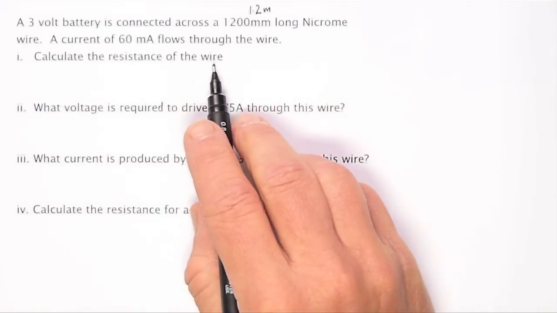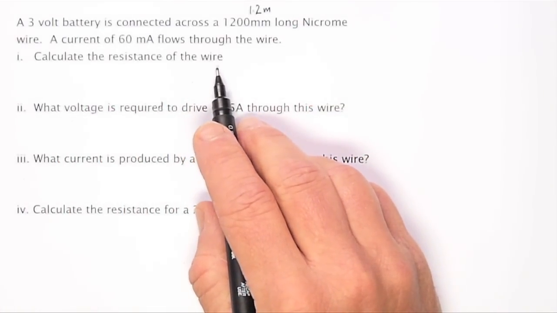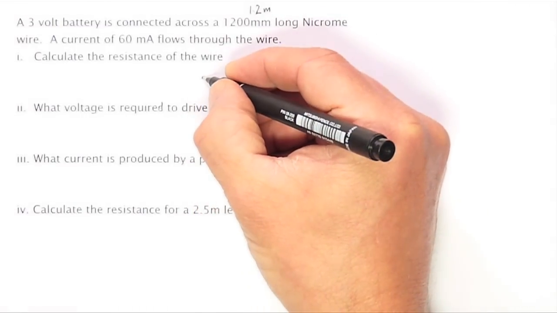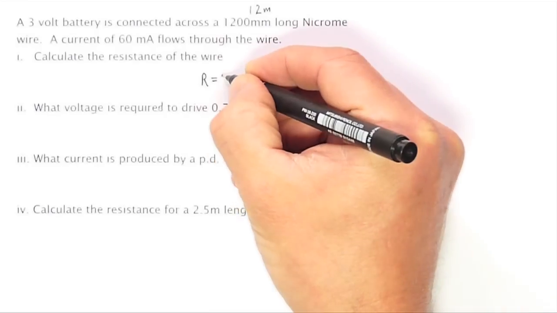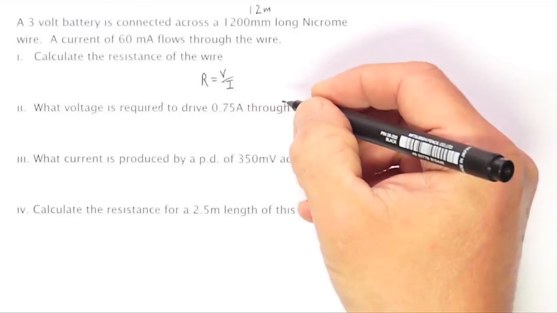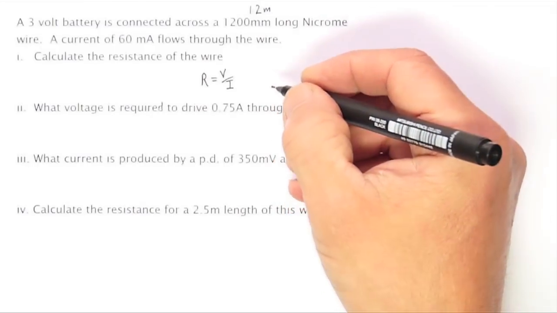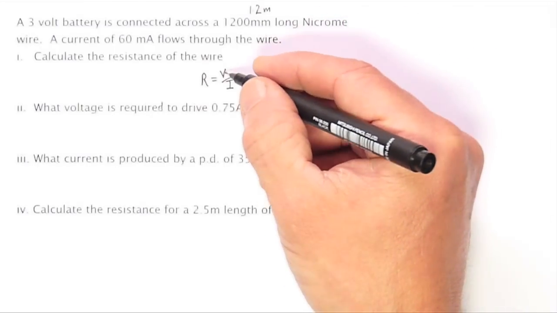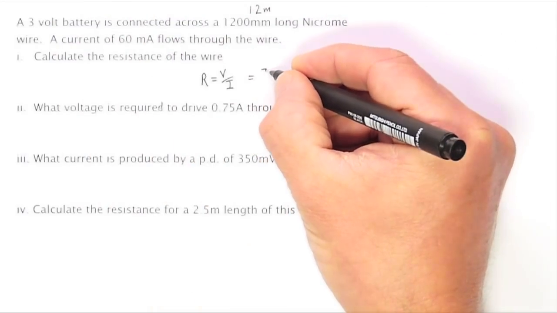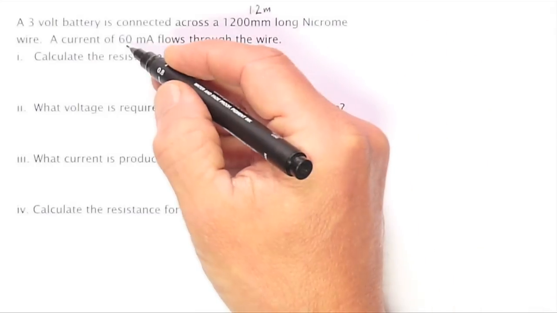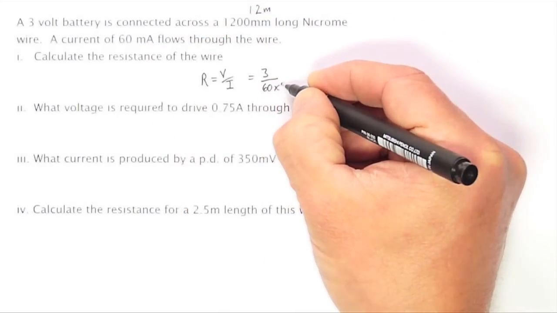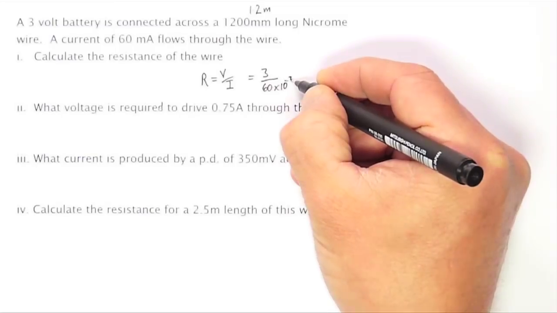Calculate the resistance of the wire. Now, one of the equations we really must learn is the formula relating resistance to voltage and current. So R equals V over I. We have here the voltage of 3 volts and a current of 60 milliamps. So I'll write 60 times 10 to the minus 3 for milli.